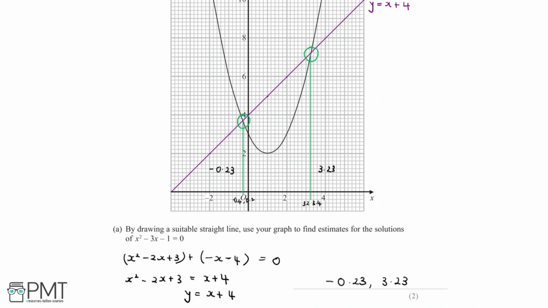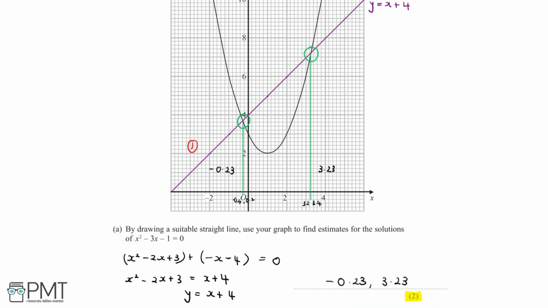Now this question is worth 2 marks, so let's take a look at where these 2 marks are allocated. The first mark is for drawing a line of y equals x plus 4, which we've clearly shown in our diagram. And now the second mark is for getting a correct answer for the solutions.